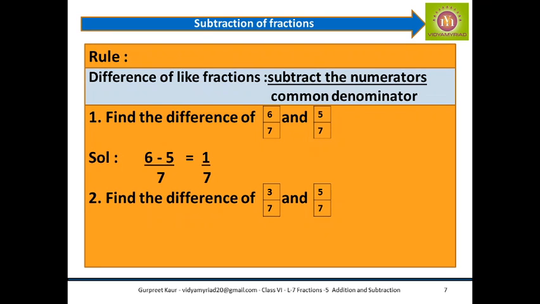Next example, I have 3 upon 7 and 5 upon 7. That means I will write it as 3 minus 5 upon 7. Now this will be equal to minus 2 upon 7. Now here the rule of integers will play an important role. You should know we are subtracting it, 5 minus 3, but the sign will be of the bigger number. 5 is bigger number. That is why I have put the minus sign here.